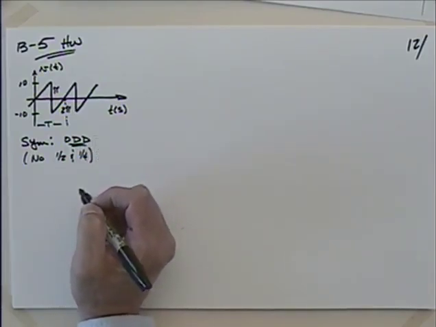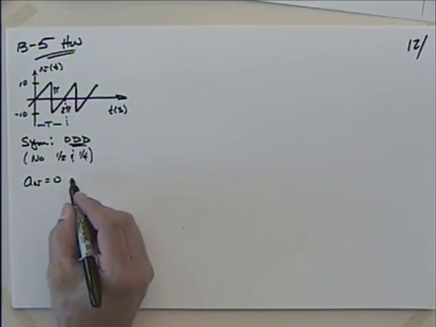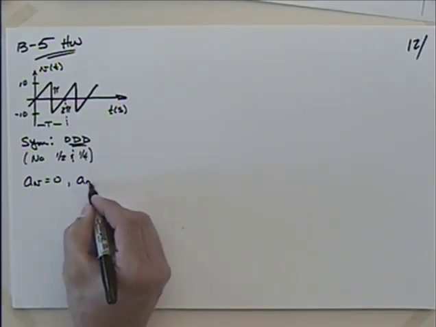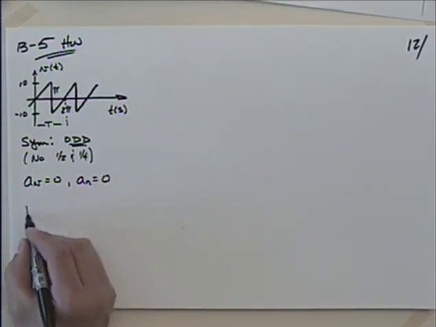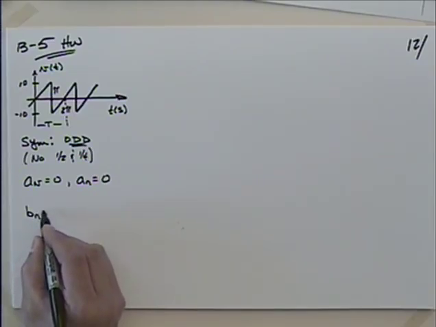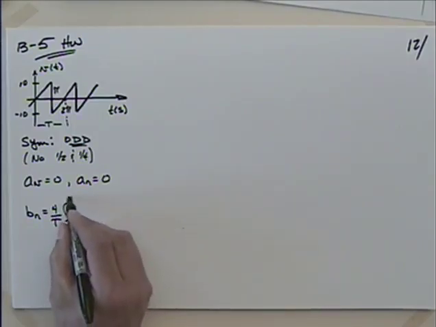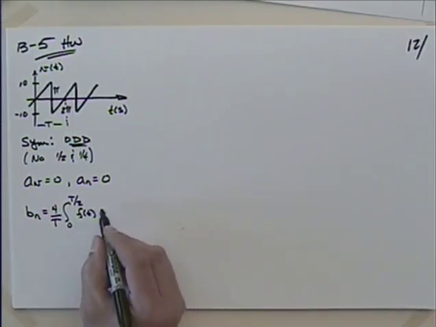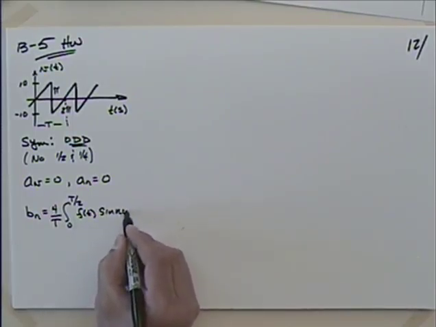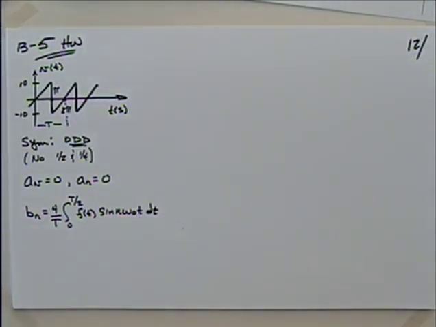Okay? So odd, but odd is not bad, because what do we get out of odd? The average value is equal to 0, and a sub n or a sub k is equal to 0. And we can then come up with b sub n. That's going to be equal to what? 4 divided by the period T times the integral from 0 to T over 2 of the function times the sine of n omega naught t dt. I've done these in terms of n. That's fine rather than k.